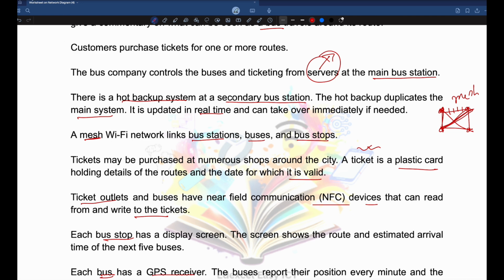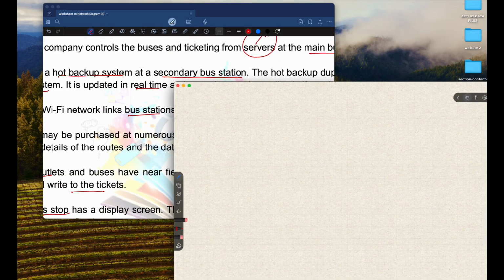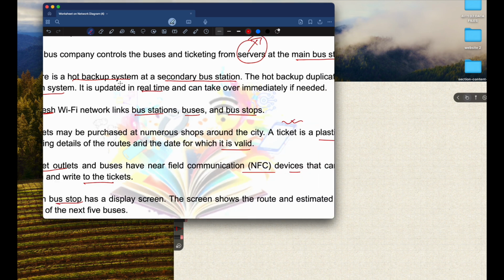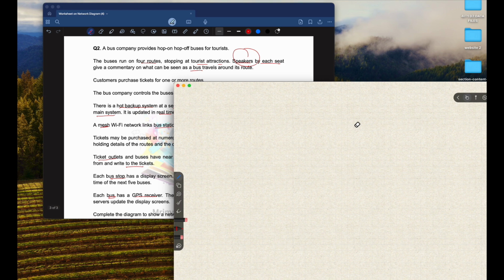So for that, first of all, I will note it down here. Just make it a little bit smaller. And then first of all, I identify that they say that they have a main bus station, right?